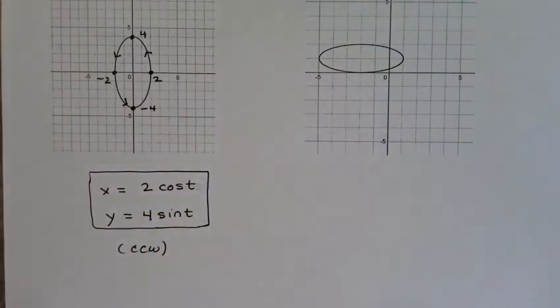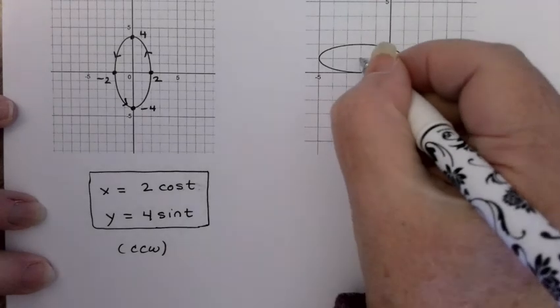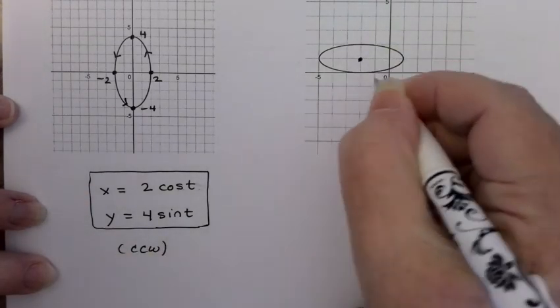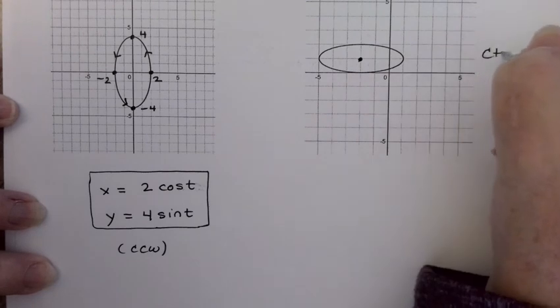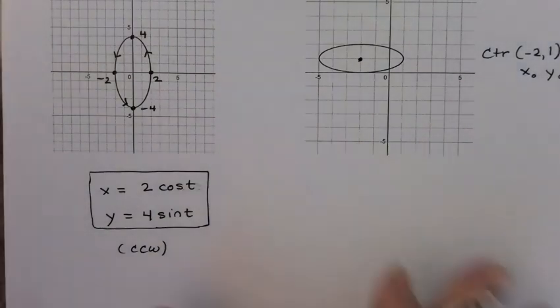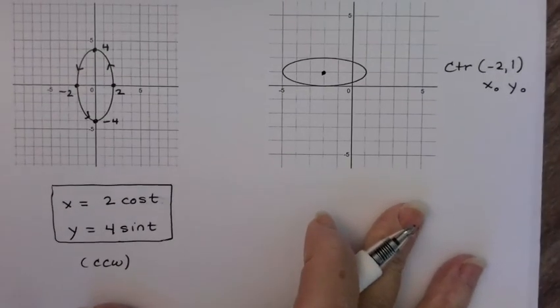All right, the next one. This one has definitely been shifted. The center is no longer at 0, 0. In fact, it looks like our center right here is at what? -2, 1? So that defines the x naught and the y naught for the shift in this graph.